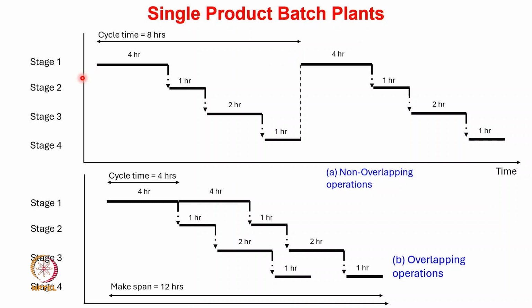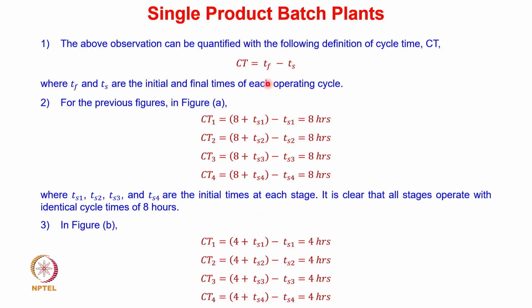So whatever the time has happened in the previous batch, that will be ts plus 8, and 8 hours after that the new batch can start, isn't it? So in this case, 8 plus ts1 is the final time, minus ts1 is the starting time. So if we subtract here, you can see that the cycle time comes around 8 hours. Similarly, for unit 2, unit 3, unit 4, all 4 units we can calculate the cycle time. So cycle time comes around the 8 hours for all 4 units.